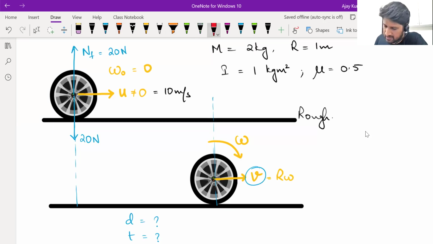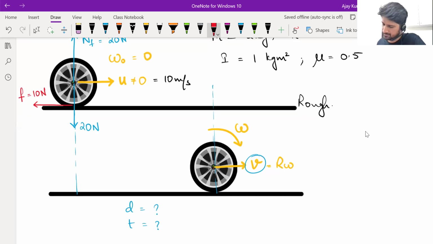And because it is skidding in the forward direction, kinetic friction acts backward. Formula for kinetic friction, mu k into N. Mu is 0.5, normal force is 20, so friction acting is 10 Newton. Till it attains pure rolling, the same 10 Newton friction will act. Means constant force, which results in constant acceleration, which means you can apply equations of kinematics. Force is 10 Newton. That itself is the net force. Normal and weight are balanced.